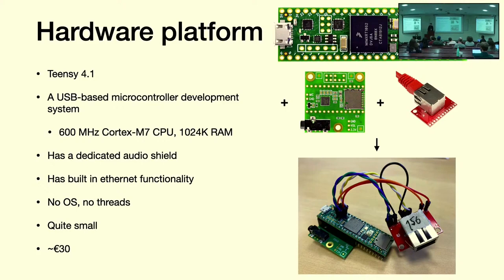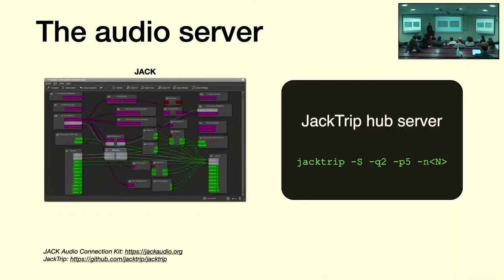So let's now look at how the system was developed, the audio server for a start. To the left we have Jack, the recursive acronym Jack Audio Connection Kit, and this is an inter-application routing system for audio and MIDI. And then there's the JackTrip protocol, which uses Jack as its audio server.